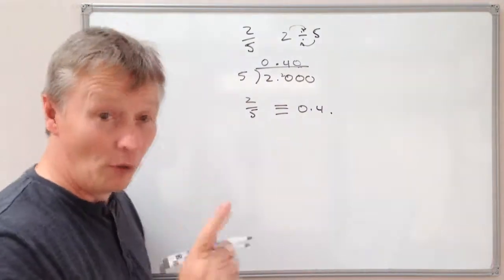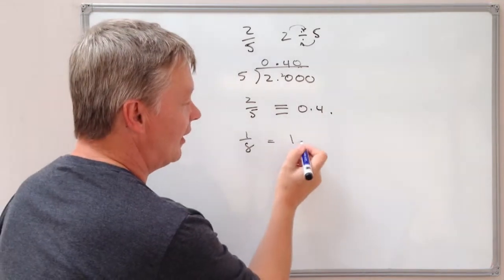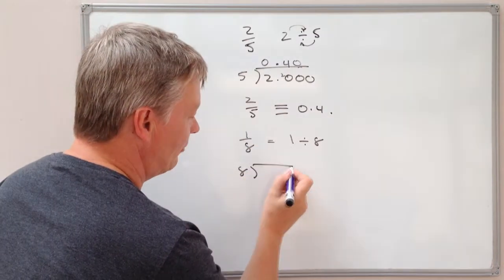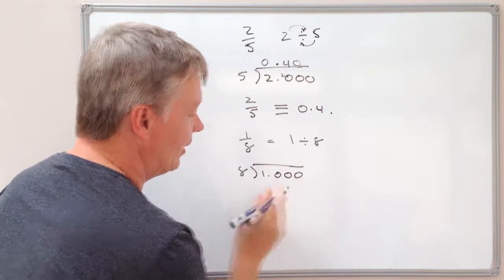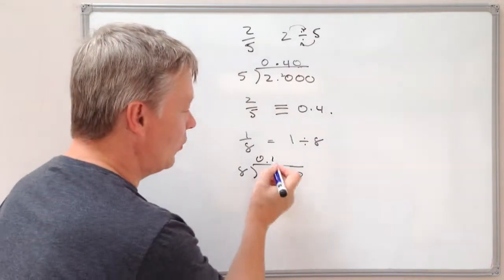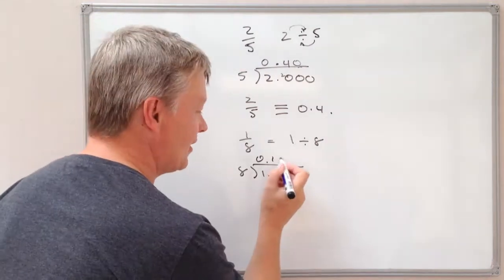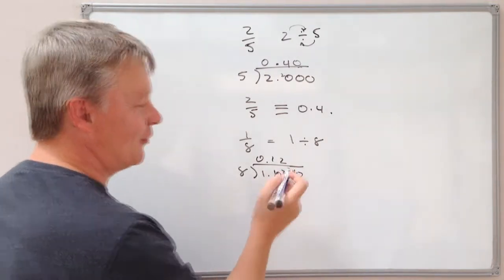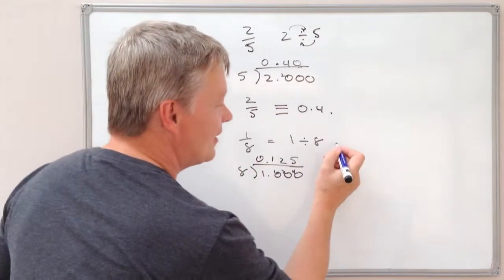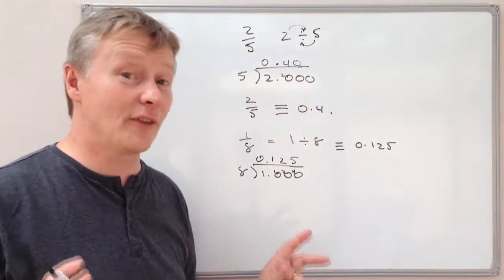So let's take one more example. We've got 1/8. I'm going to rewrite it as 1 divided by 8. And then I'm going to find out how many lots of 8 there are in 1. Well, 8 into 1 doesn't go. I'm going to pass that on. 8 into 10 goes 1. There's 2 left. 8 into 20 is going to go twice, which is 16. There's 4 left. 8 into 40 goes 5. So the direct equivalent of 1/8 as a decimal is 0.125. And you can do that every single time.